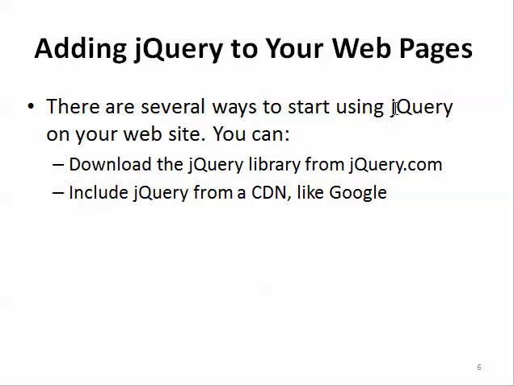How is it that we will make our regular web pages able to work with jQuery? Well, there are two ways. We can download the jQuery library from jQuery.com, or we can have in place a link to the jQuery library from a CDN, which means Content Delivery Network, like Google. So it's like the code is placed there and we make a reference.